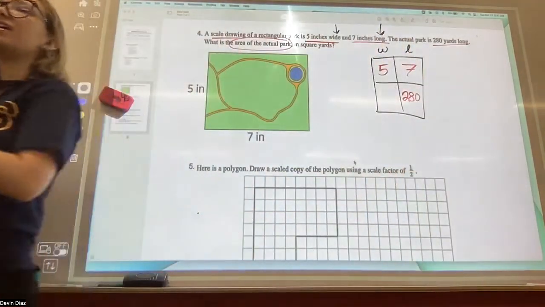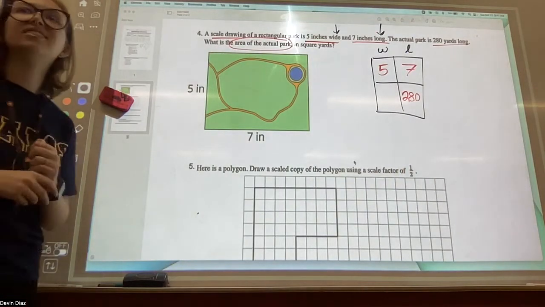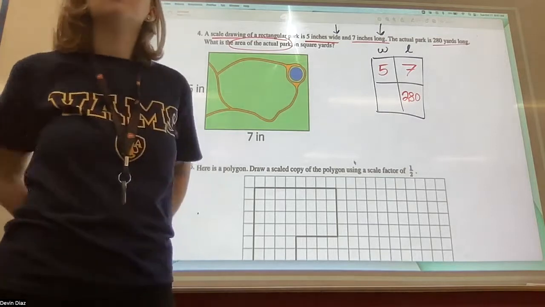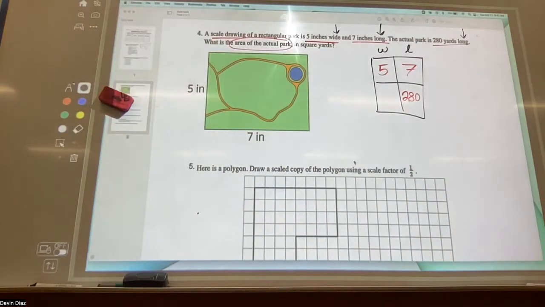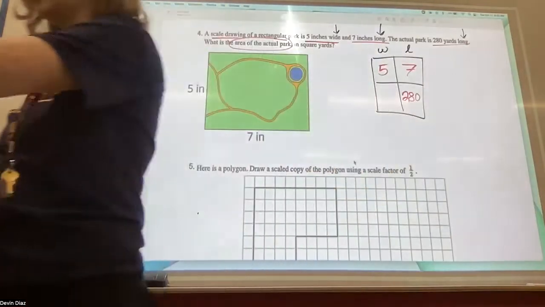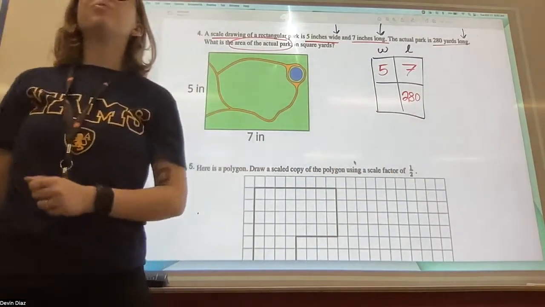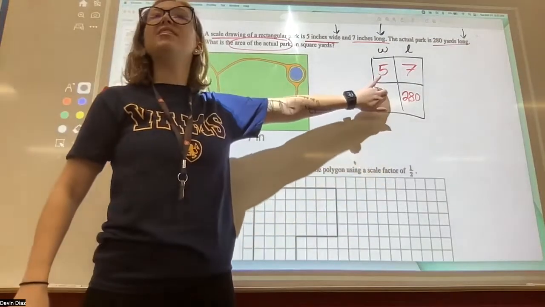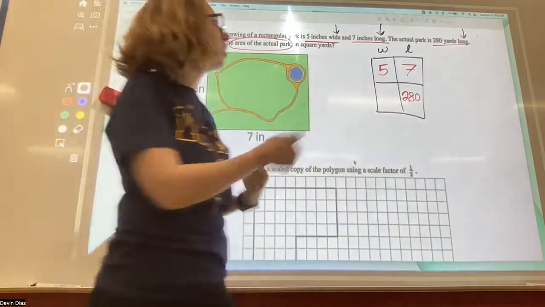Who can tell me why? Why does 280 go on that side? Yes. Because it literally says the word long. We keep long with long, don't we? Okay. Now, do I know what my width is yet? No, so I gotta figure it out.